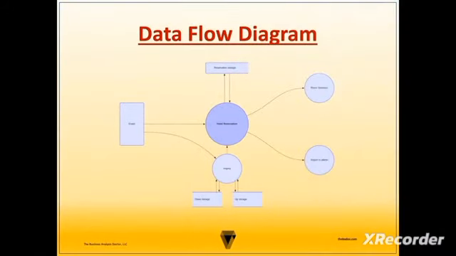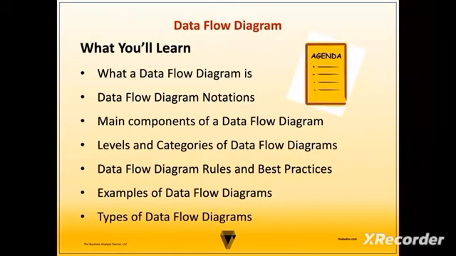Data flow diagrams are useful for illustrating a transaction and transformation-based system and for presenting the boundaries of that system. Now let's look at what you'll learn. We'll be discussing what a data flow diagram is, the data flow diagram notations, the main components of a data flow diagram, the levels and categories of a data flow diagram. Then we'll discuss data flow diagrams, rules and best practices. We'll take a look at some examples of data flow diagrams, and then we'll look at the different types of data flow diagrams.